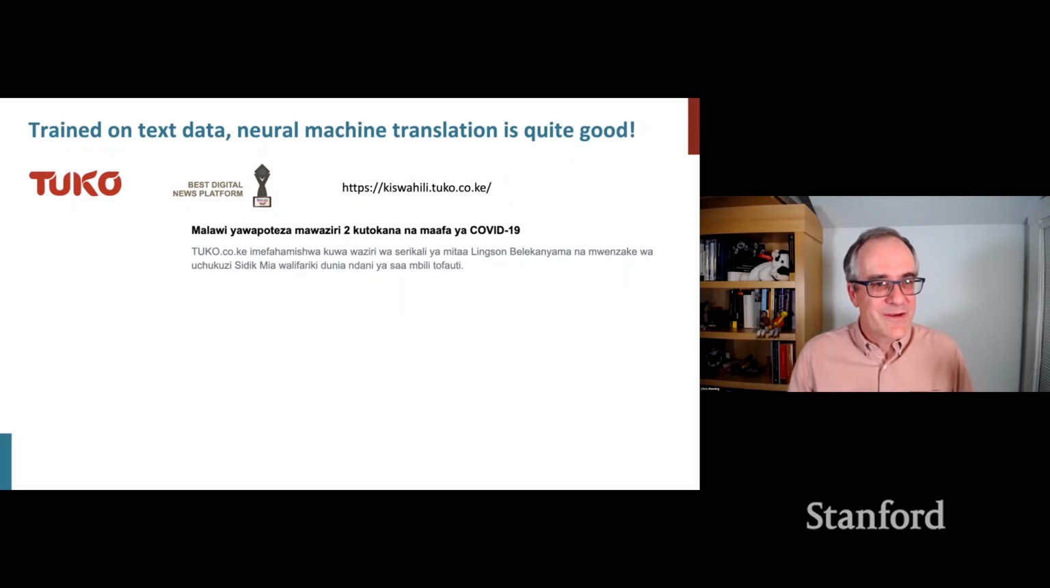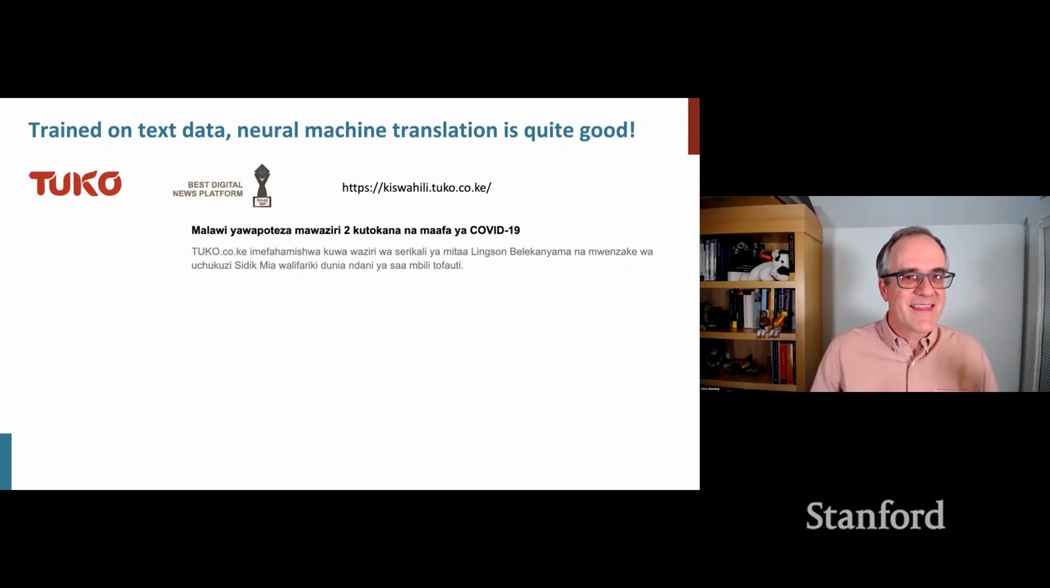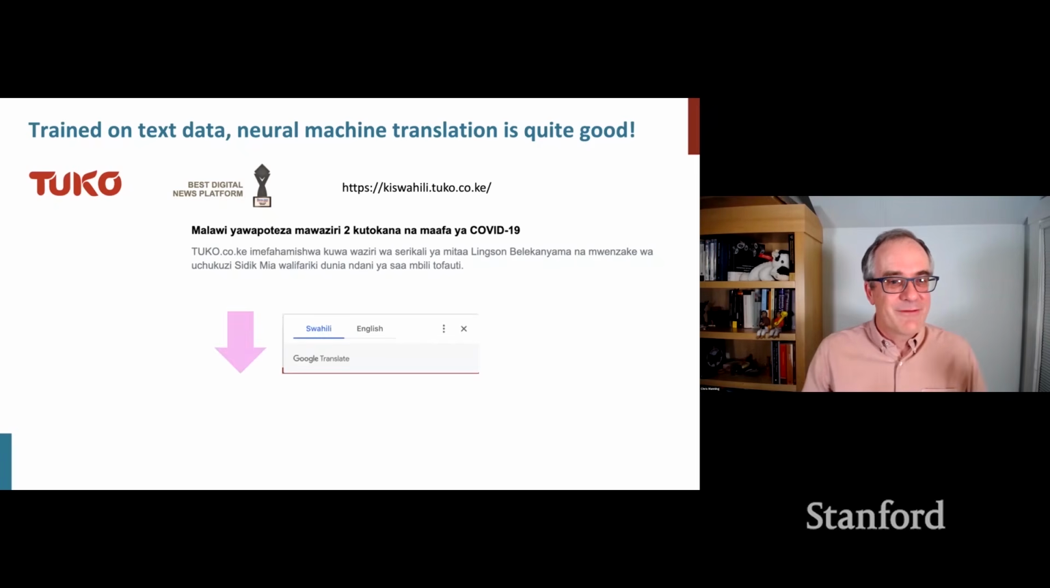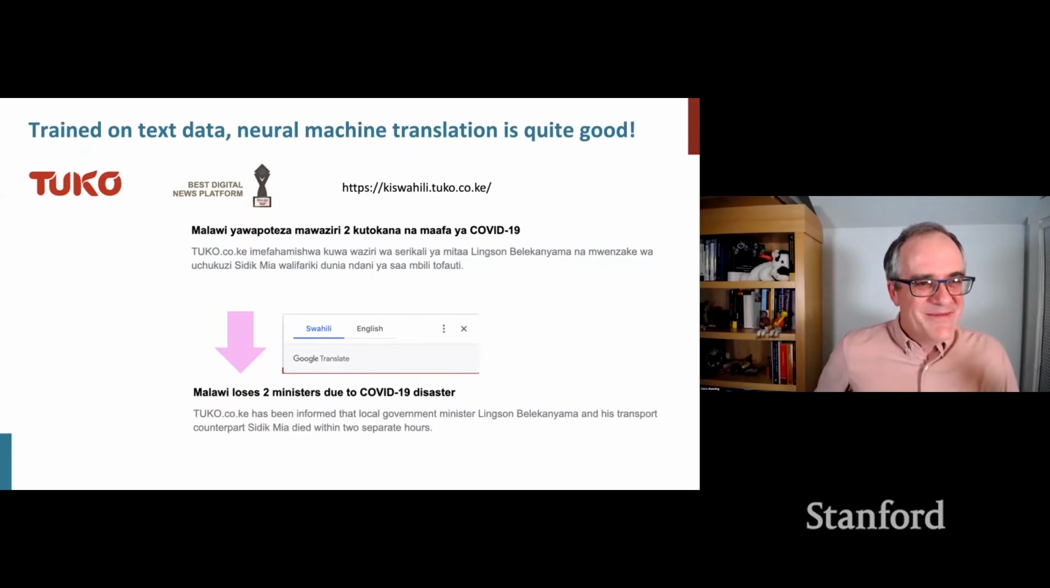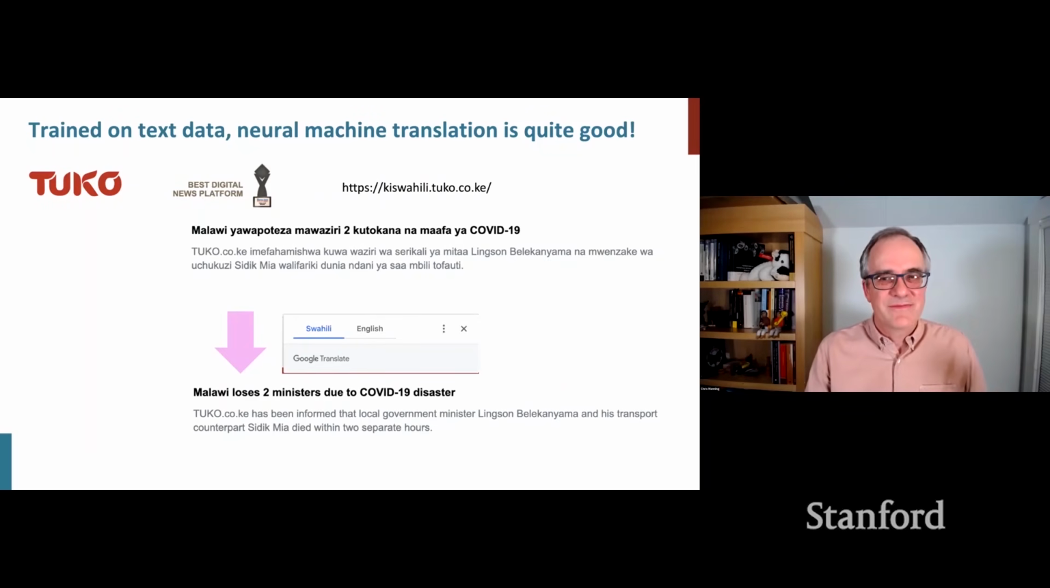And you can head off over to a Kenyan website and you can see something like this, and you go, huh, and you can then ask Google to translate it for you from Swahili. And the translation isn't quite perfect, but it's reasonably good. So the newspaper Tuko has been informed that local government minister Lingson Belakanyama and his transport counterpart, Siddiq Mia, died within 2 separate hours. Within 2 separate hours is kind of awkward, but essentially we're doing pretty well at getting the information out of this page. And so that's quite amazing.